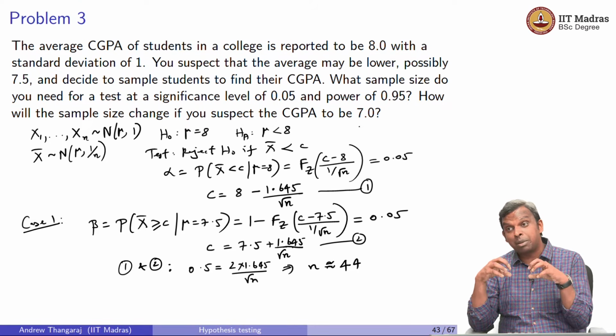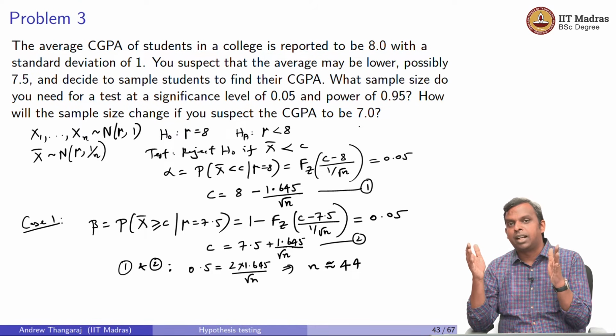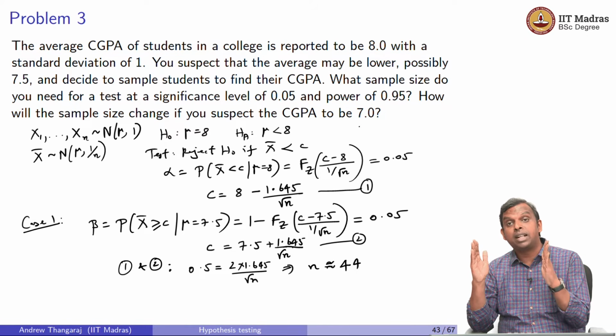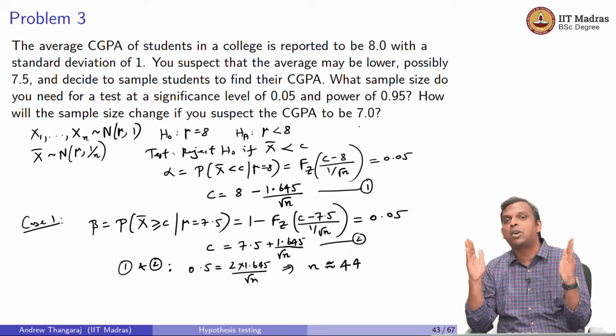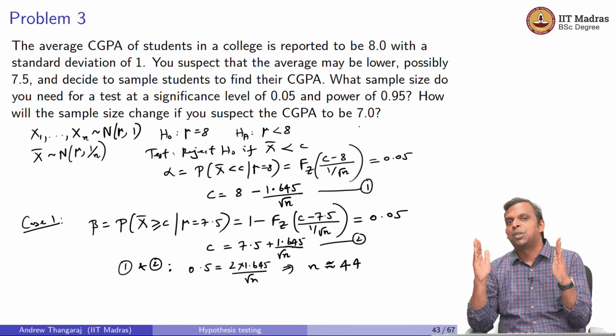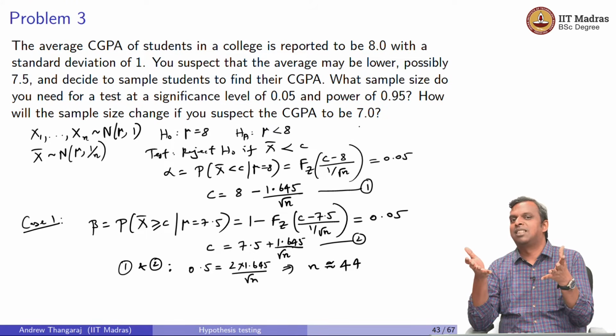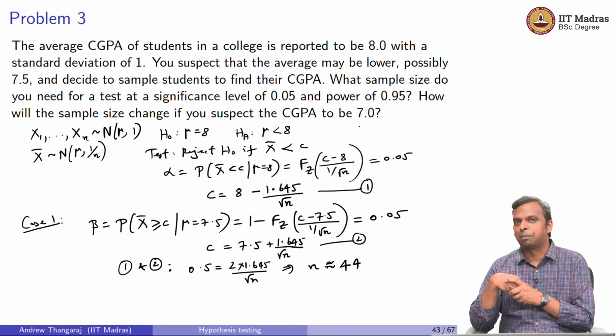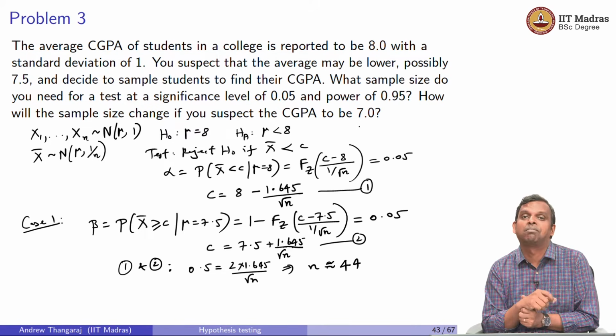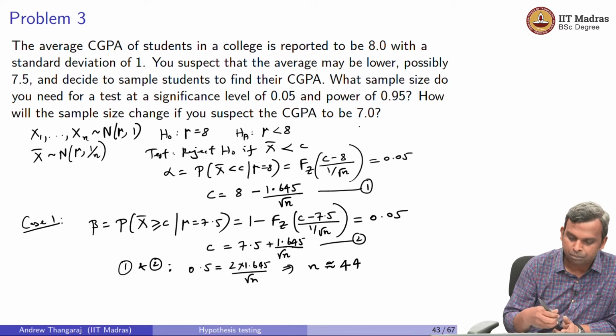Will I need fewer samples or will I need more samples? Right? Type 1 error sort of is the same because I'm around 8. Type 2 error will become better off just because my alternative went far away, right? So intuitively it appears that you should need lesser samples. Will the calculation bear out? Let's check it out. Okay.